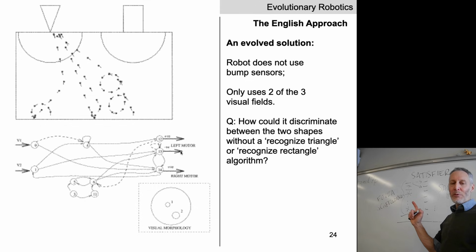I think this is a typo from the paper. It should be X trolley and Y trolley. There's no left and right motor here. Okay. You'll notice that in the little picture here, there isn't the third fovea.